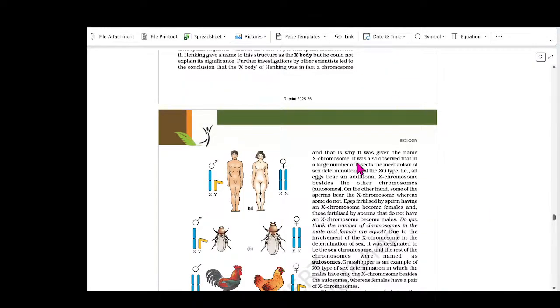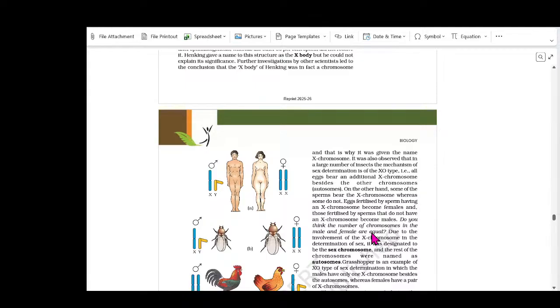It was observed that in a large number of insects, the mechanism of sex determination is the XO type, that is, all eggs bear an additional X chromosome besides the other chromosomes, autosomes. On the other hand, some of the sperms bear the X chromosome whereas some do not. Eggs fertilized by sperm having an X chromosome become females, and those fertilized by sperms that do not have an X chromosome become male. Do you think the number of chromosomes in the male and female are equal?